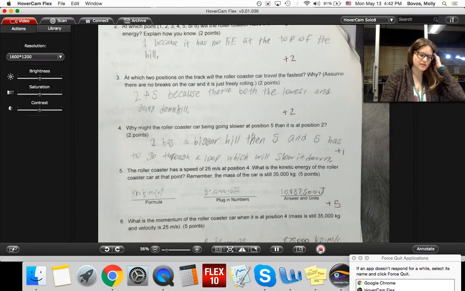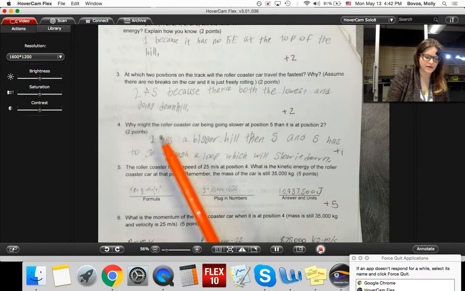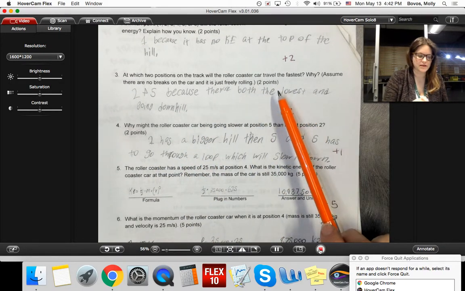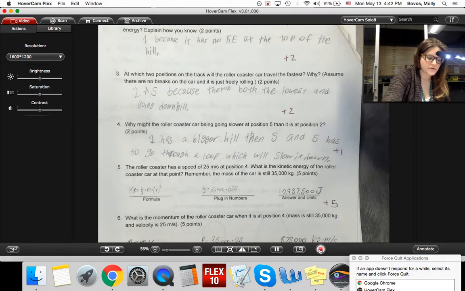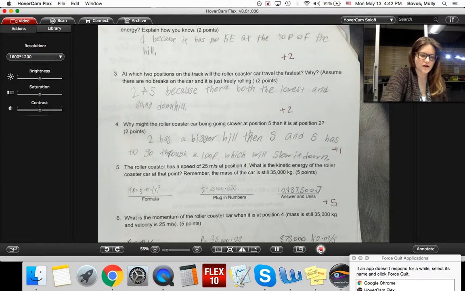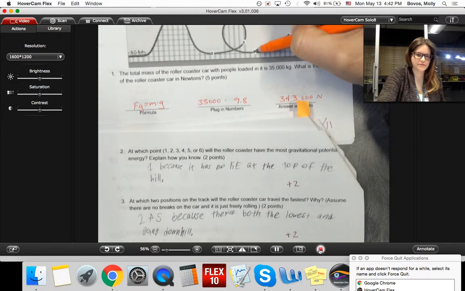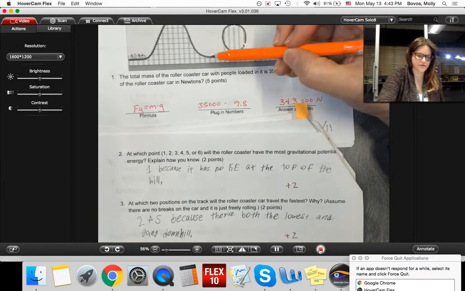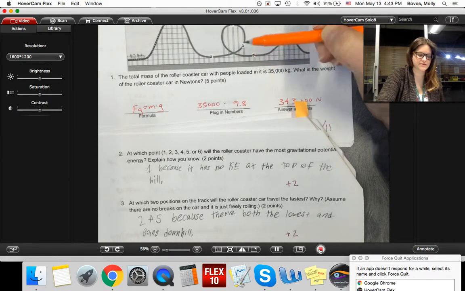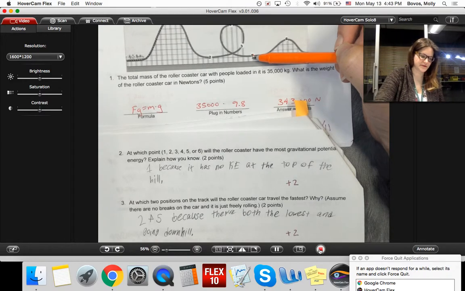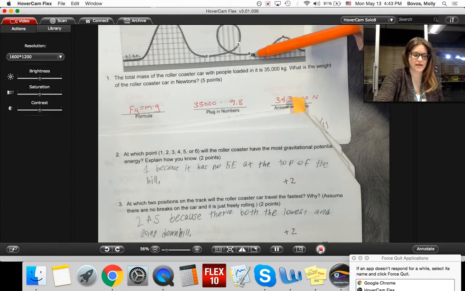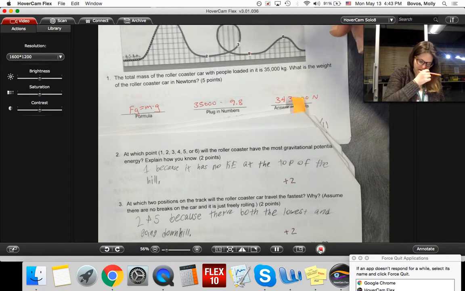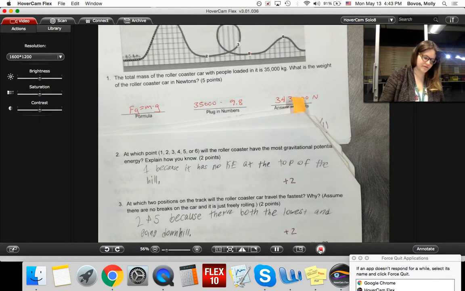Next, the next part was where are we going to have the fastest speed? Which 2 points? I was looking for 2 and 5. Those are the positions at the bottom of the hill, here and here. Those are the lowest possible ones, and I want them to be the same height. If they're at the same height, then we should theoretically have the same speed at both of them if there's no friction involved. So that's what I'm looking for in number 3.